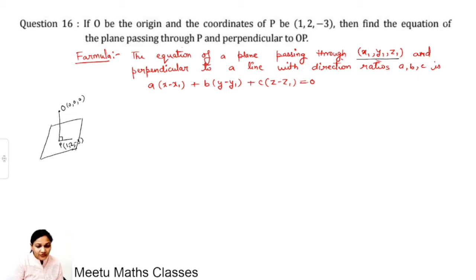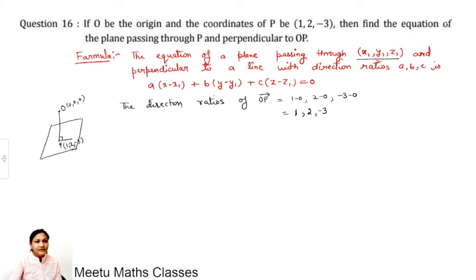So first of all we are going to find the direction ratios of OP, because OP is the normal vector to the plane, and that is 1 minus 0, 2 minus 0, minus 3 minus 0, that is 1, 2 and minus 3. So this is the direction ratios of the normal, and the plane is passing through 1, 2 and minus 3.